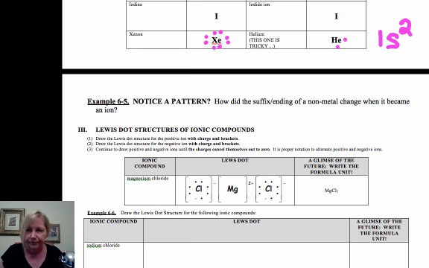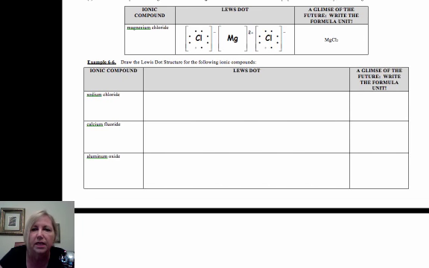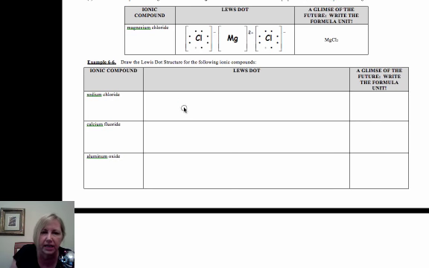Now, let's take a look at, and this might be a longer video than you're used to, but we're just going to keep going. All right, let's take a look then at making ionic compounds. Remember, I said our goal is to have a neutral formula unit. So what we want to do is we want to first draw the ions.